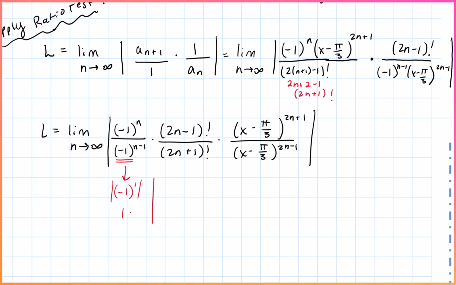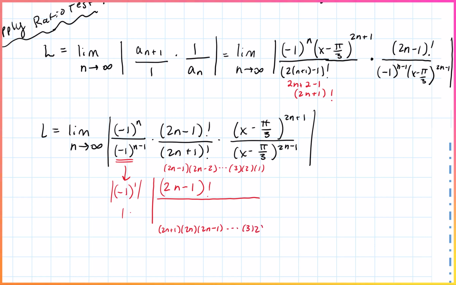On this second one, when I have 2n minus 1 factorial, I could write that out. That would be 2n minus 1 times 2n minus 2, all the way down to 3 times 2 times 1. Now, on the bottom, when I have 2n plus 1 factorial, remember that that is 2n plus 1 times 2n minus 1, all the way down to 3, 2, 1.